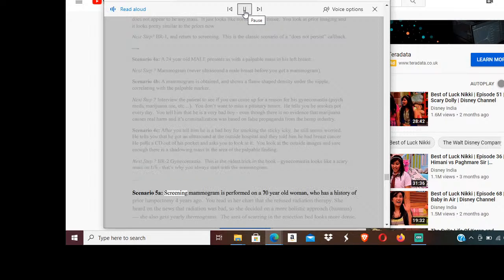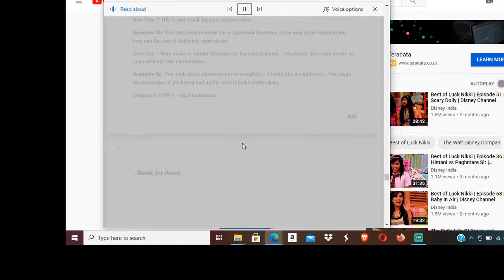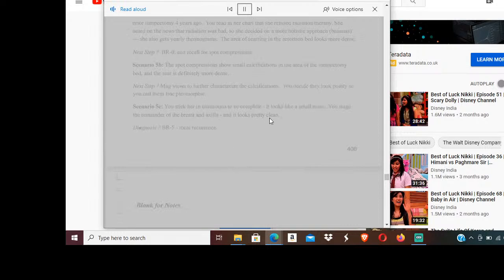Scenario 5A, screening mammogram is performed on a 70-year-old woman, who has a history of prior lumpectomy 4 years ago. You read in her chart that she refused radiation therapy. She heard on the news that radiation was bad, so she decided on a more holistic approach, bananas. She also gets yearly thermograms. The area of scarring in the resection bed looks more dense. Next step. BR0 and recall for spot compressions.